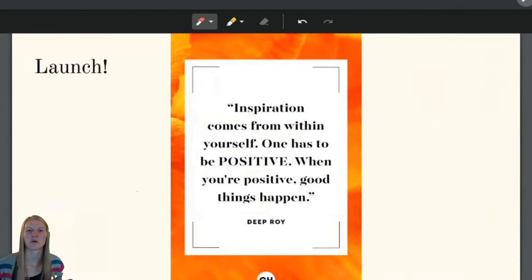And as usual, we're going to end our video with a launch. So this launch comes from Deep Roy, and he says, inspiration comes from within yourself. You have to be positive. When you're positive, good things happen. And it's not that if you're positive, you'll win the lottery and a dog will come up on your porch and be your best friend forever that doesn't have rabies. That's not necessarily what we're saying. What we're saying is that when you have a positive outlook on life, when you look at things more positively, you'll see them as positive. And that's why good things happen, because you're interpreting them as good instead of as bad.